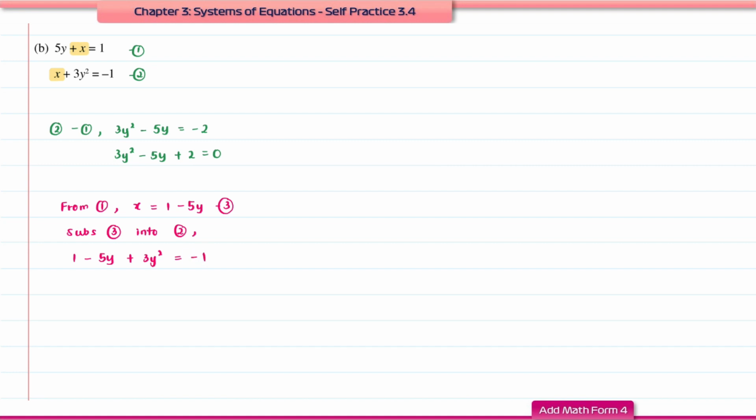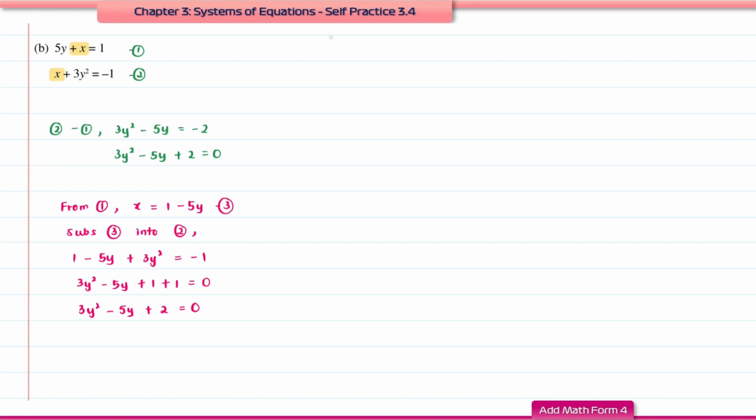Then move the negative 1 to the left hand side and rearrange this. You're going to get 3y squared minus 5y. Here you're going to have plus 1 and plus another 1 from the right hand side. Therefore, you get 3y squared minus 5y plus 2 equal to 0.